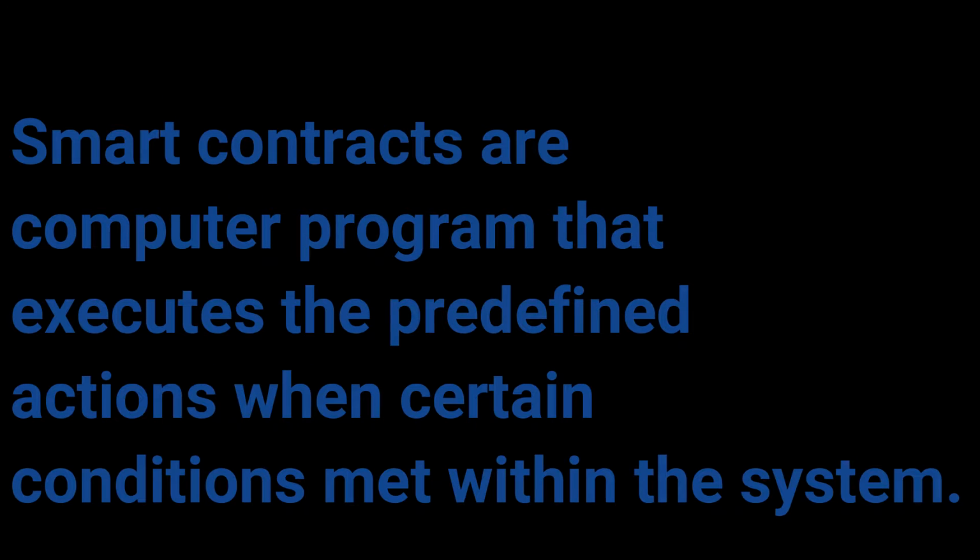Smart contracts. You can see the name, smart contract. Smart contracts are computer programs that execute predefined actions when certain conditions are met within the system. So basically smart contracts decide between the two parties included in that blockchain system, and they create the transaction, and those transactions create the block.